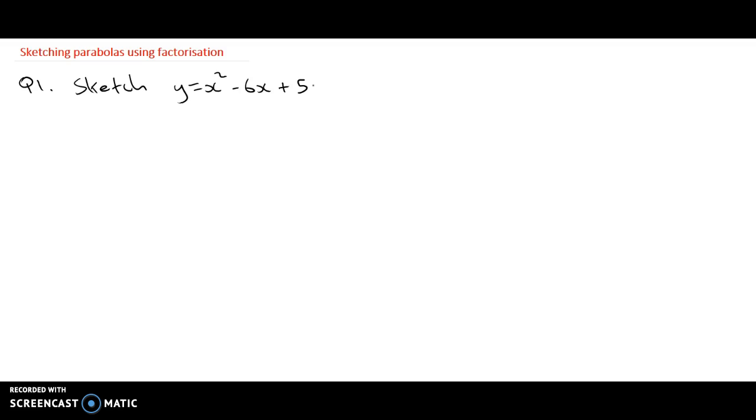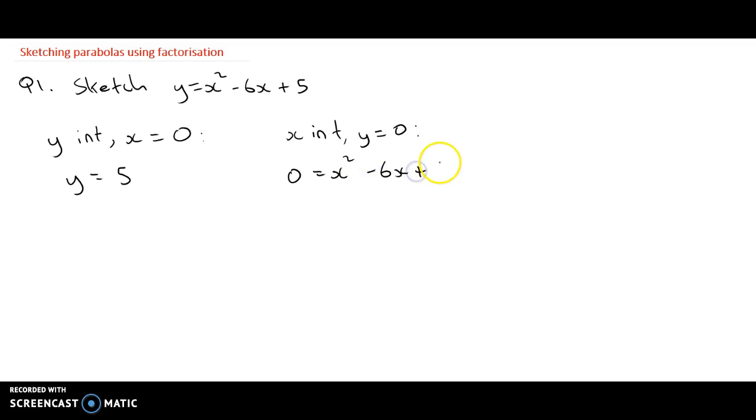the intercepts. So let's find the y-intercept by letting x equal 0. So y equals 0 squared minus 6 times 0 plus 5. That'll just give us y equals 5. To find the x-intercepts, we let y equal 0. So we'll get 0 equals x squared minus 6x plus 5.